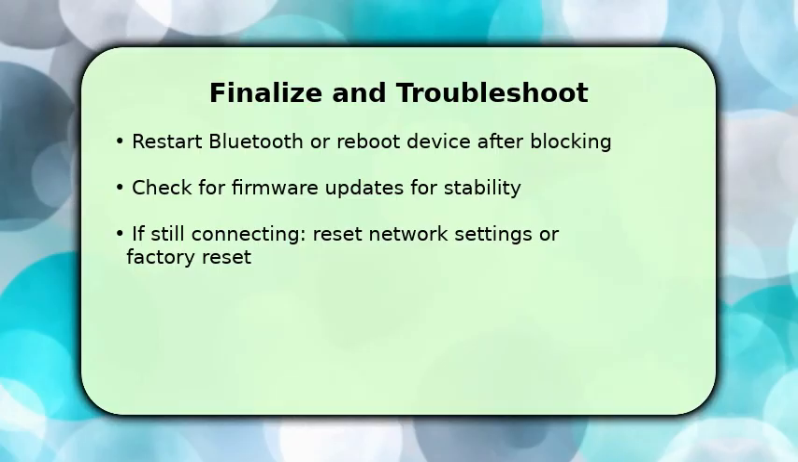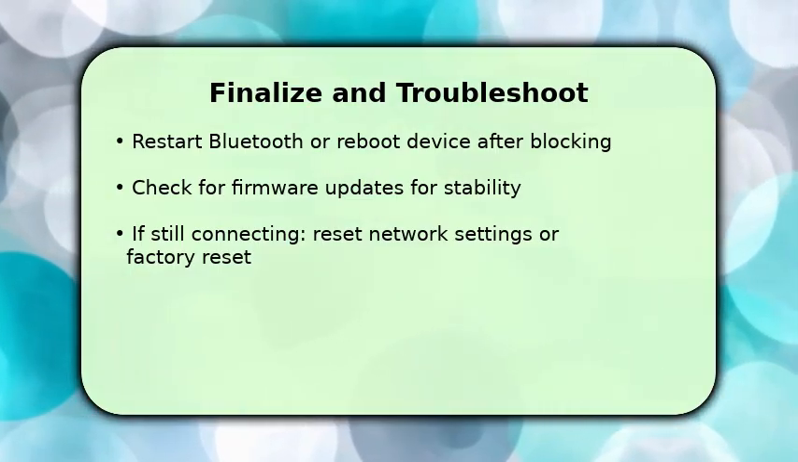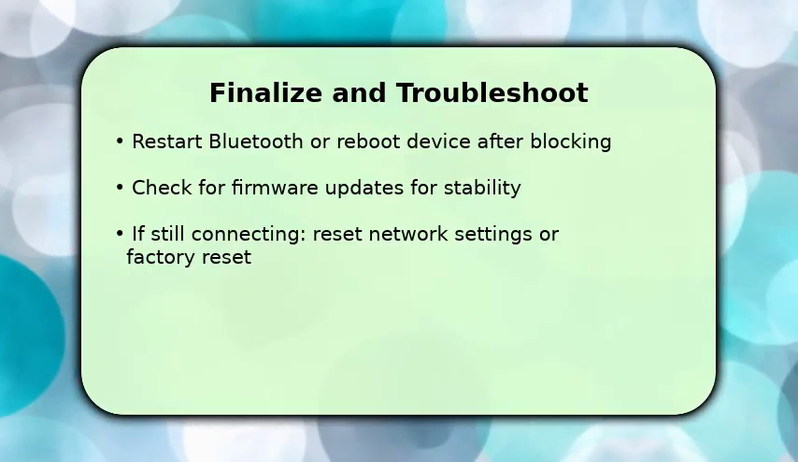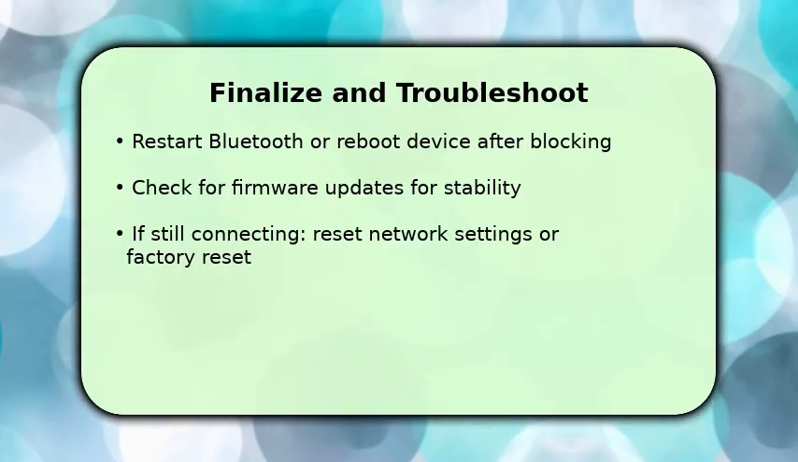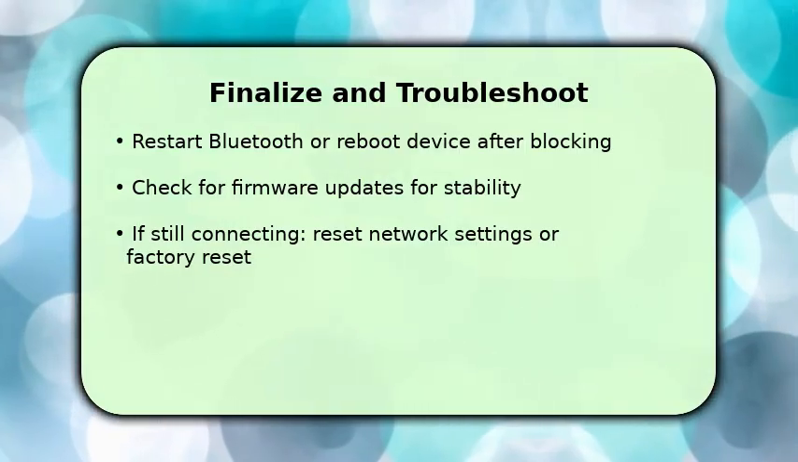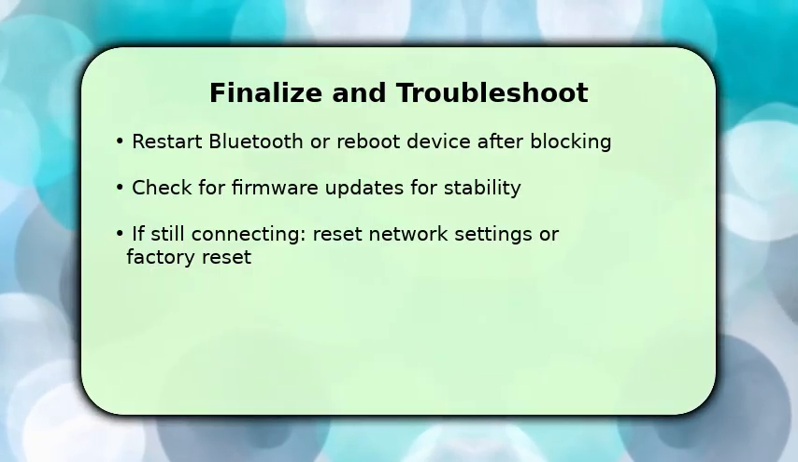If the blocked device still connects, update your device firmware and security patches, then reset network settings to clear cached pairings. If problems persist, a factory reset will remove all pairings. Use as a last resort. Troubleshooting tip: verify you blocked the correct MAC address.